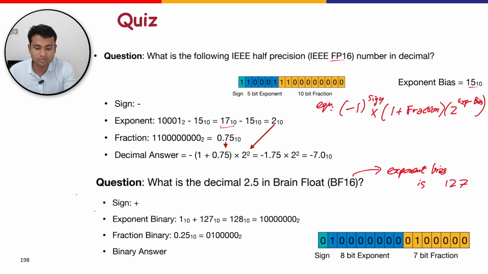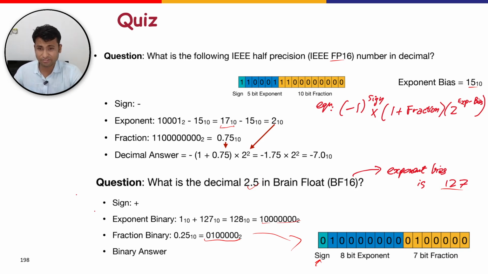Same question: what is the decimal 2.5 in brain float BF16? Here, since there are 8 bits in the exponent, the exponent bias would be the same as FP32, which is 127. And the sign is positive. You calculate the exponent in binary, what it looks like, and what your fraction bits are. So it's 0.25, which in binary looks like this. So the answer is finally this: 0, 1 followed by all zeros, 0, 1 followed by zeros. So this is representing 2.5.